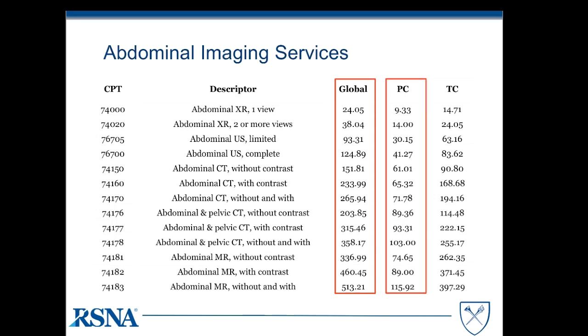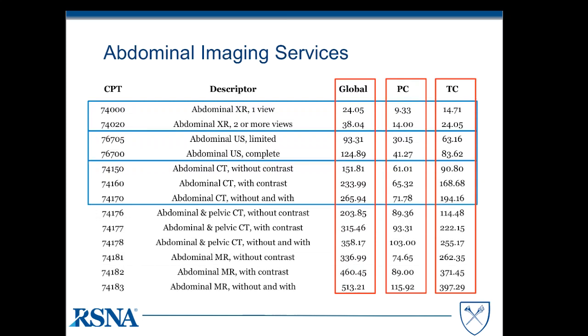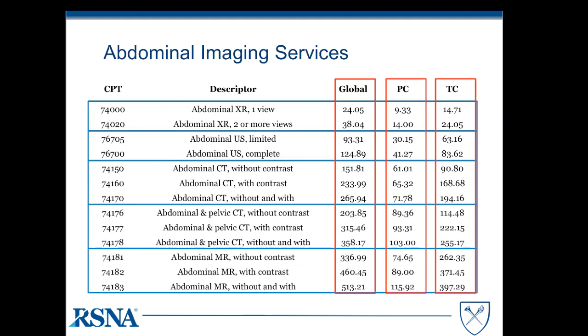The PC or professional component column, that's the 26 modifier stuff from a prior slide, refers to the radiologist portion for his or her work. And the TC column is what the imaging center gets paid. That's the technical component. You'll see the amounts rise as you go from one modality to another, from radiography to ultrasound to CT, as well as if you expand the area imaged from CT of just the abdomen to the abdomen and pelvis together.